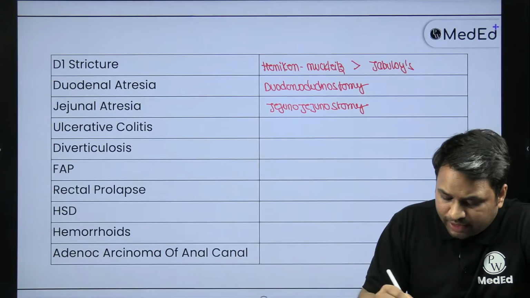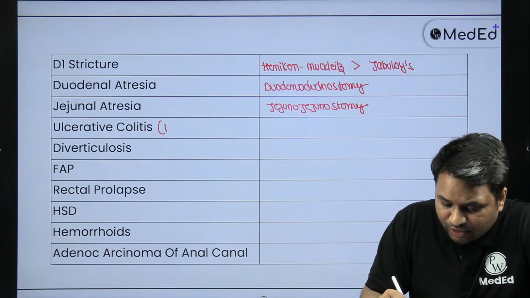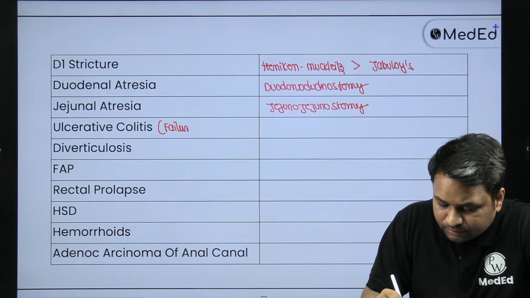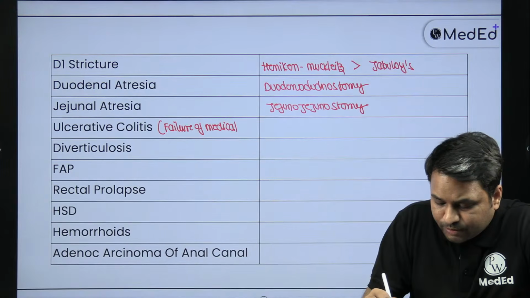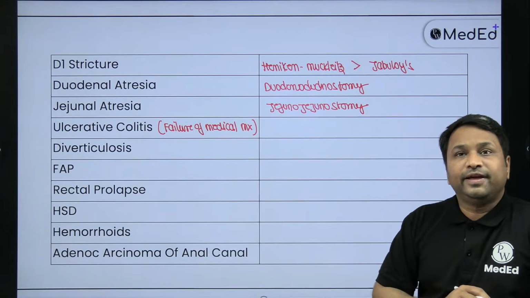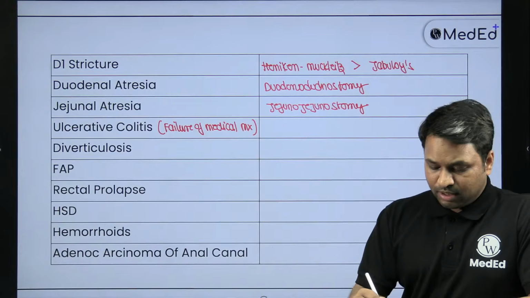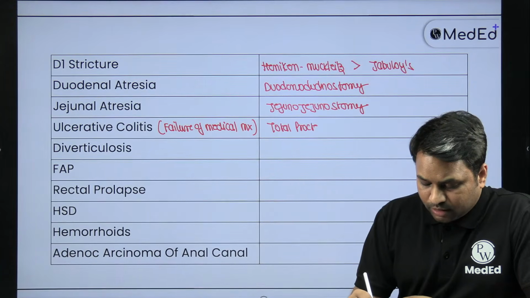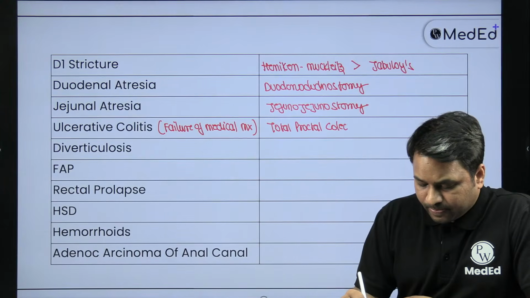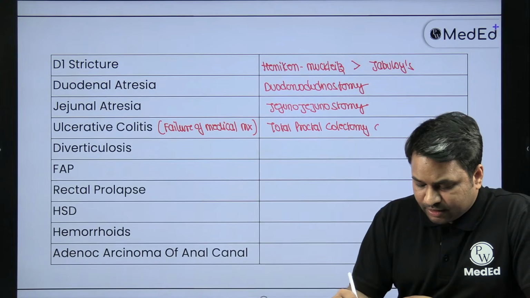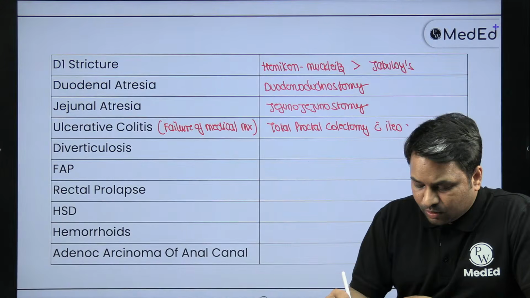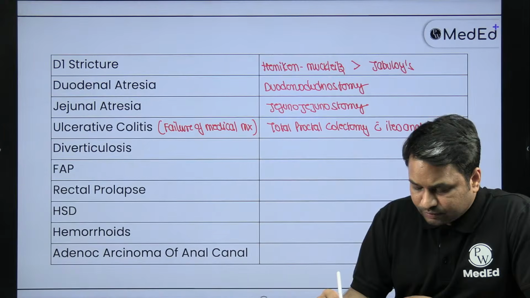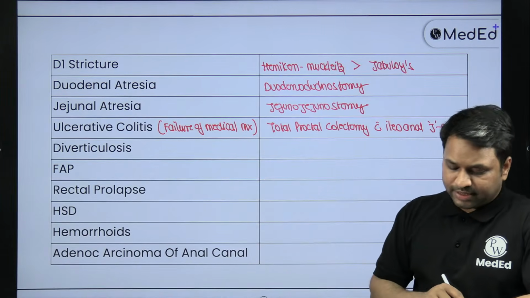For ulcerative colitis, after failure of medical management, you can go ahead with total proctocolectomy with ileoanal J pouch anastomosis.